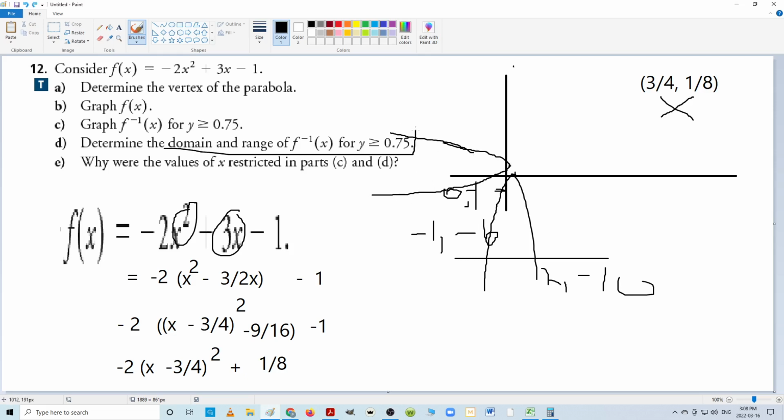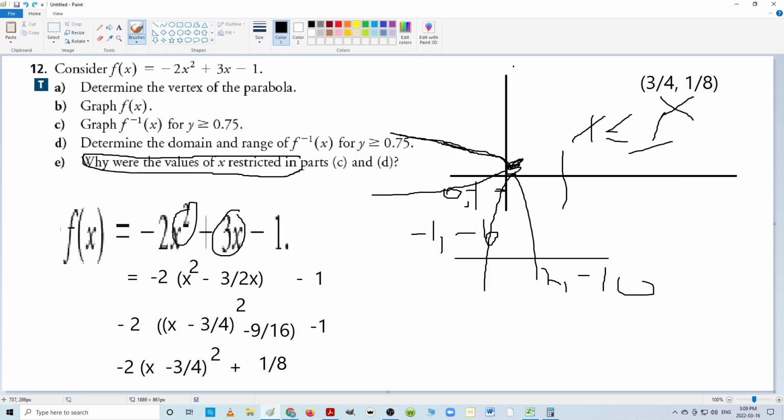Domain and range, so they're asking me to find for when y is smaller than 0.75. So they're asking me to go from the vertex downwards. So they've already given me the range. Oh, for when x is bigger than 0.75, and the vertex of the inverse will be this. So the range is going to be y is bigger or equal to minus 0.5, but the domain is going to be x is smaller or equal to 1/8. That value.